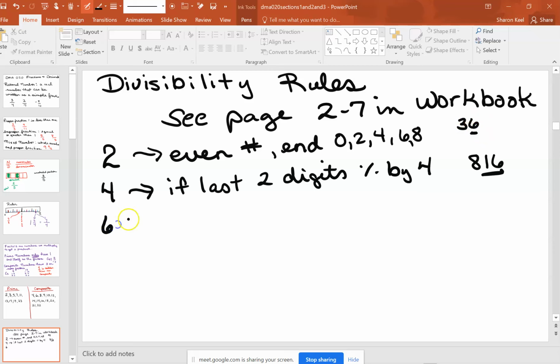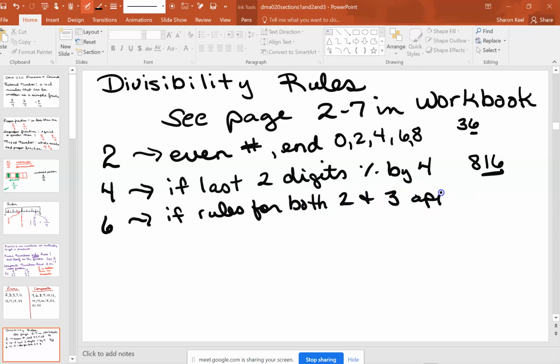The rule for 6 is that if the rules for both 2 and 3 apply, then you can know that that number is divisible by 6.